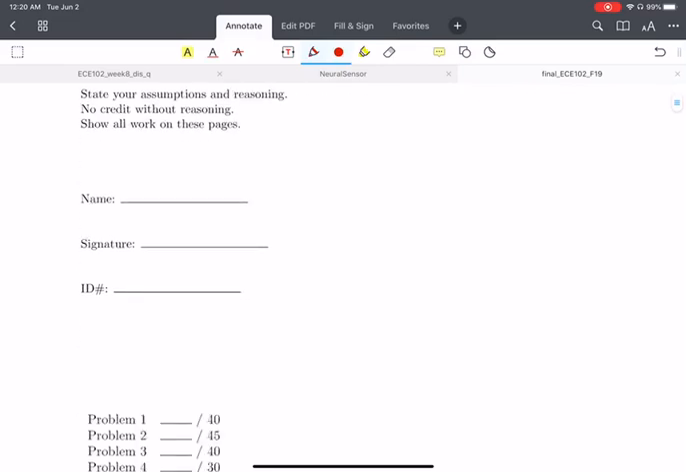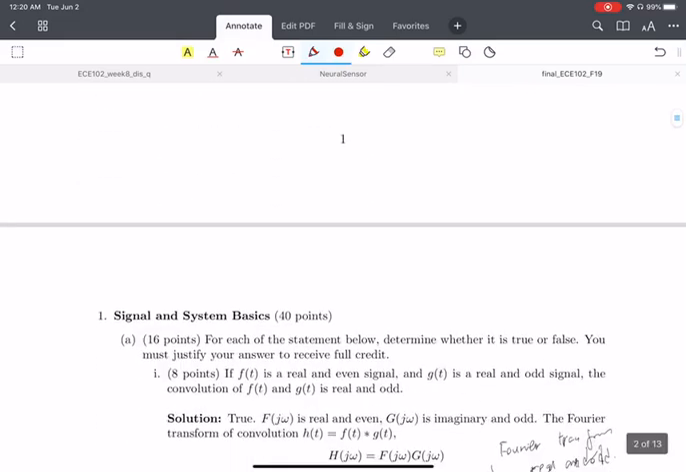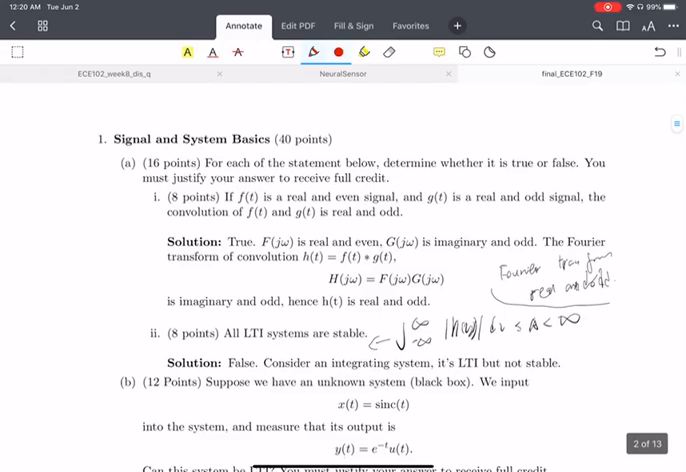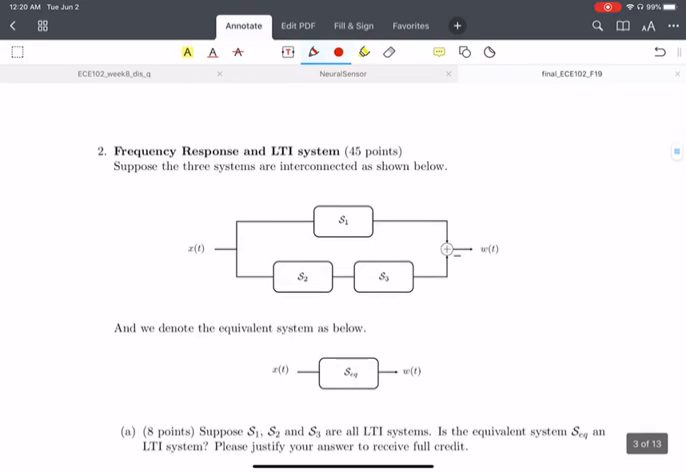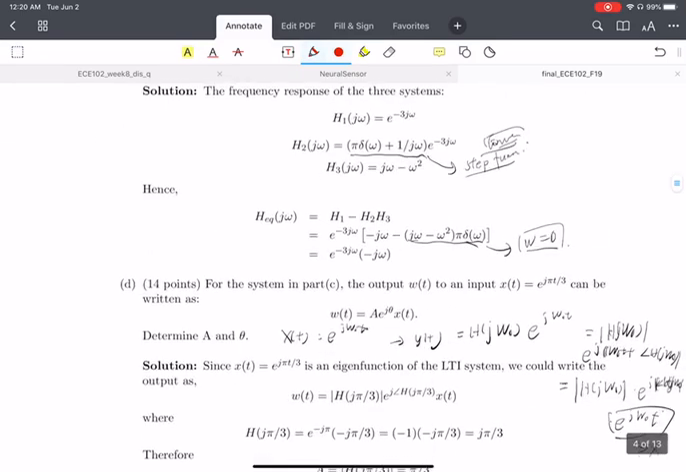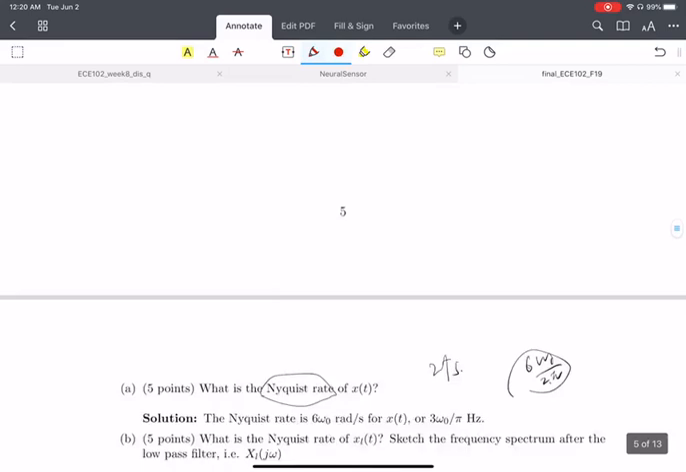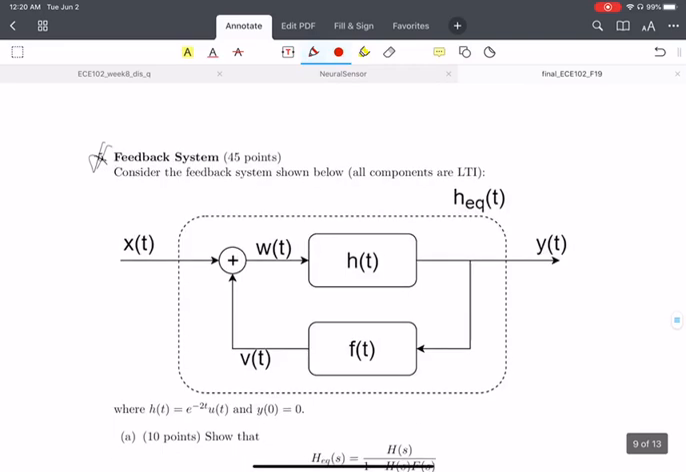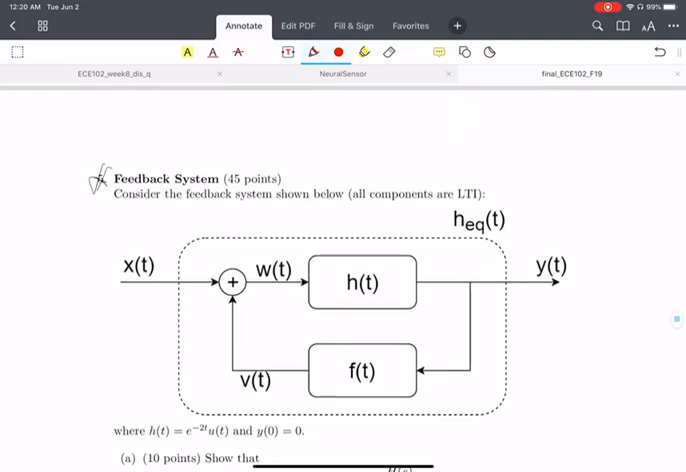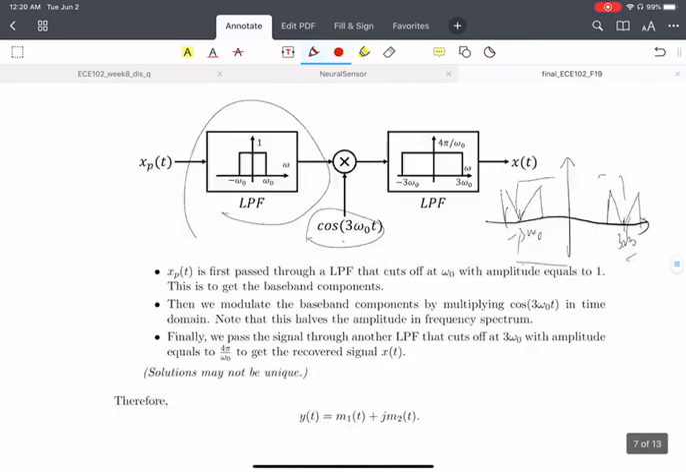Okay, I will continue. Let me briefly go through this last year's final exam. It has five questions. One is signal and system basics. The second is frequency response and LTI systems. The third is sampling and modulation. The fourth is the Laplace transform. And the fifth is the feedback system. Since the feedback system was not taught in the class, we will not test it in the final exam, and I won't go through it here either.